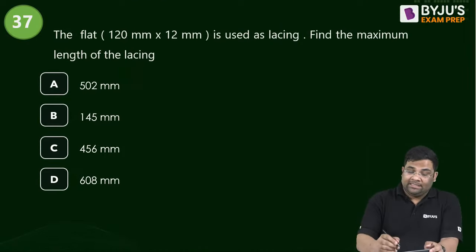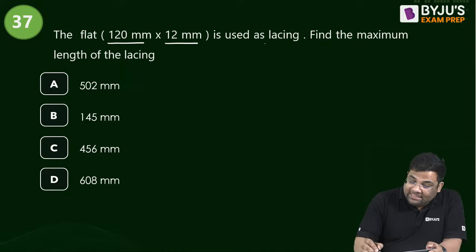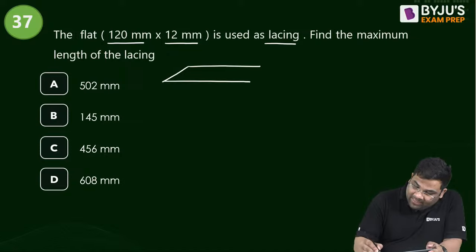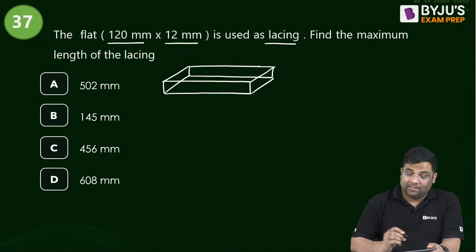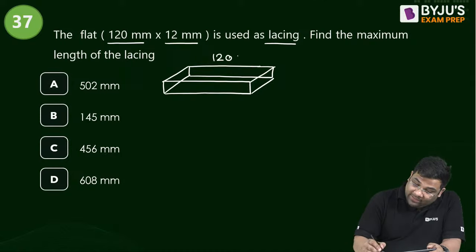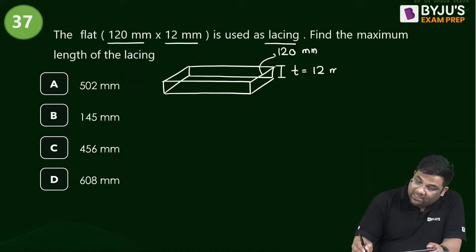37th question. A flat is used as lacing. So a flat means a plate is used as lacing. They're asking you the maximum length of that lacing. How to solve this question? It's a lacing, it's a plate. The width is given 120 mm, and the thickness is given 12 mm. You have to find out the length.